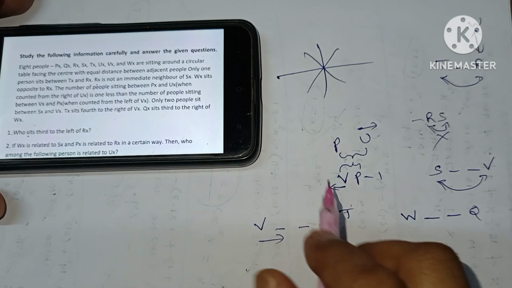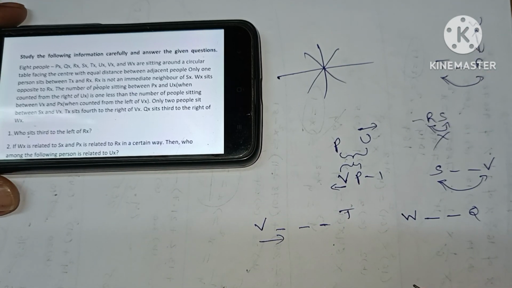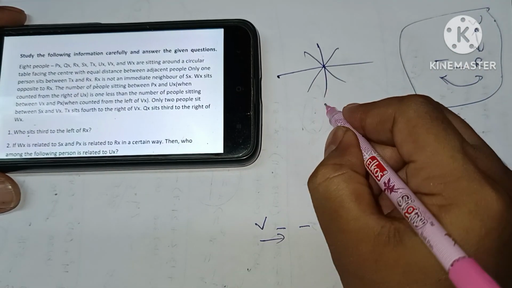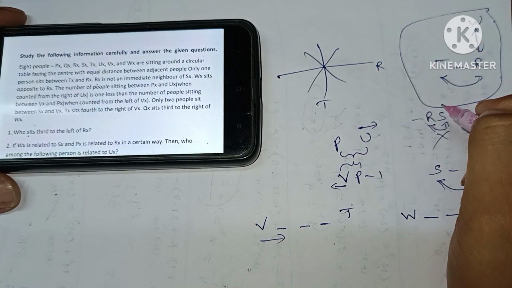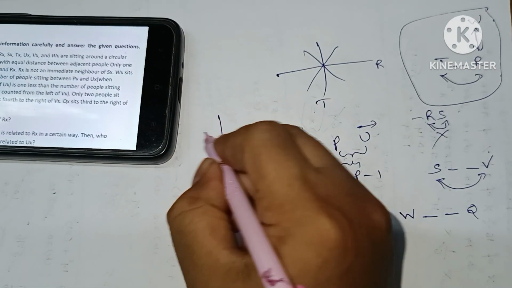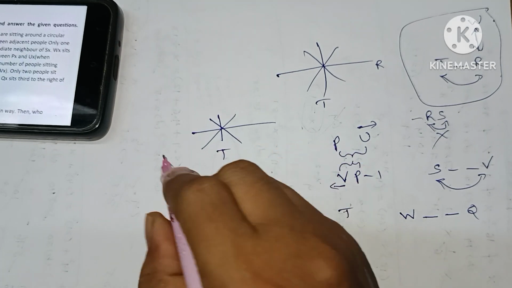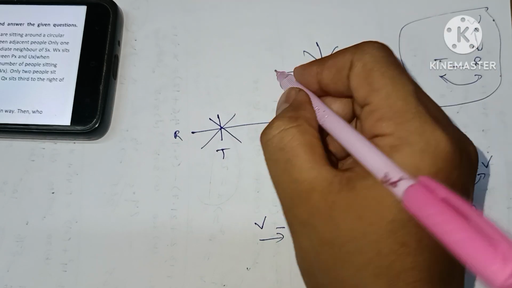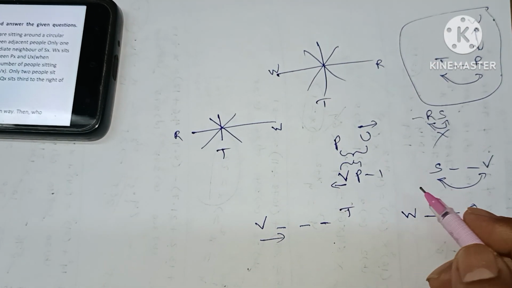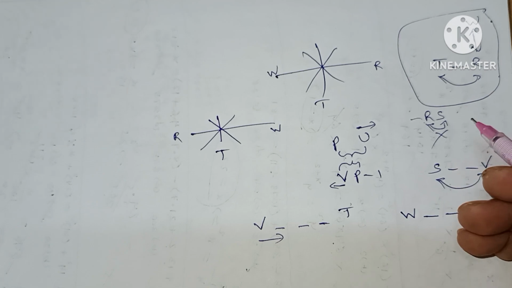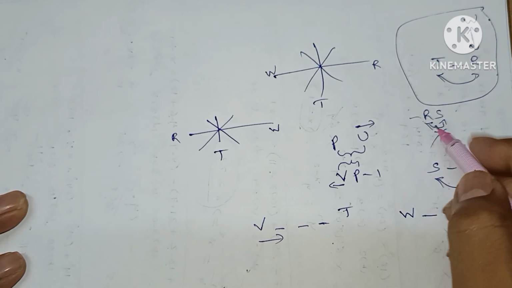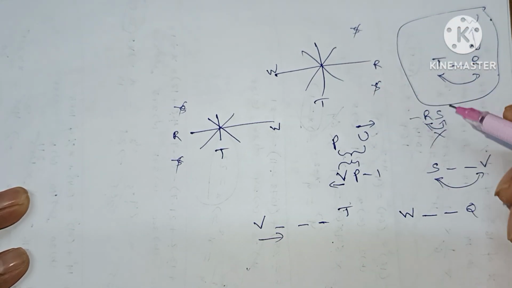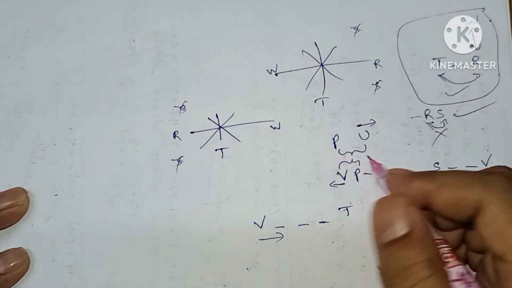Now we need to solve this puzzle with these statements. First we are going to start with this one. Let's take T here and R here. And we have another possibility also. T can be placed here and R placed here. R is opposite to W, so this is the place for W. Next, we cannot place R and S together, so this is not the place for S. This is completed. This is also completed.